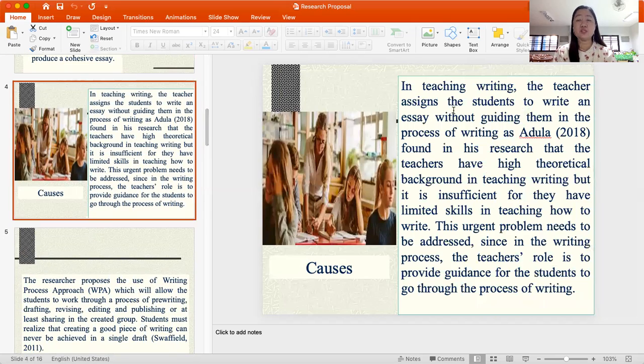So what are the causes of this problem? In teaching writing, the teacher assigns the students to write an essay without guiding them in the process of writing. As Adula 2018 found in his research, the teachers have high theoretical background in teaching writing, but it is insufficient for they have limited skills in teaching how to write. So this urgent problem needs to be addressed, since in the writing process, the teacher's role is to provide guidance for the students to go through the process of writing.